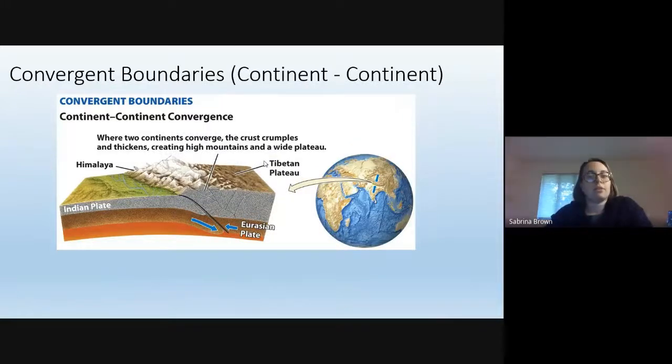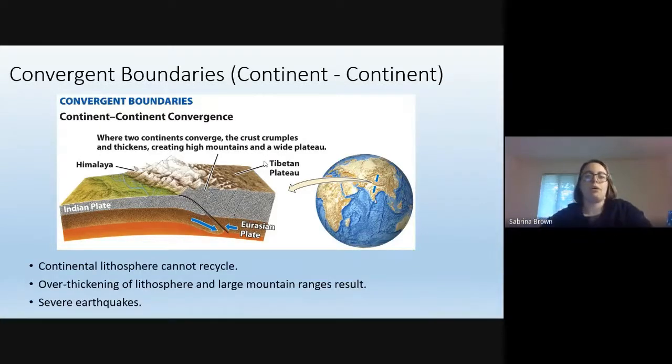And then with continent-continent convergence, the crust really can't subduct. And so it ends up just crumpling up and thickening. And so we can't recycle it. It does something called over-thickening, and we create large mountain ranges. And we have lots of severe earthquakes associated with this crumbling because one of the plates is trying to subduct and it's just not working. And so you're taking two things that are supposed to be flat and you're crumpling them up, which is a lot of energy and creates severe earthquakes.